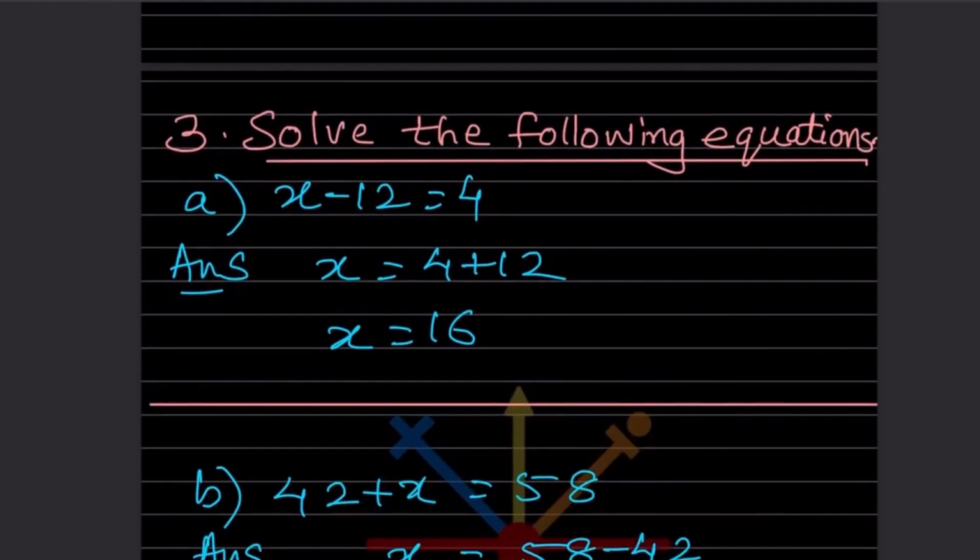So the next question says, solve the following equations. Now this is the equation given. x minus 12 is 4. So x will be what? 4, and this minus 12 will be plus 12. So this is going to be 16.